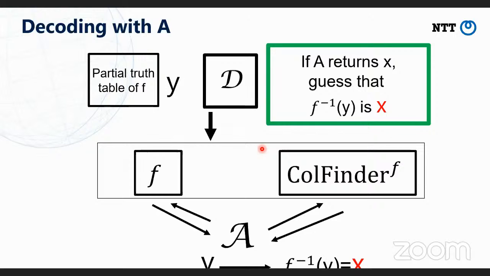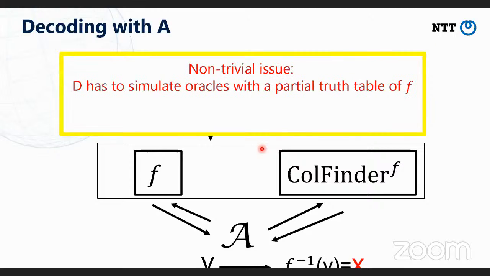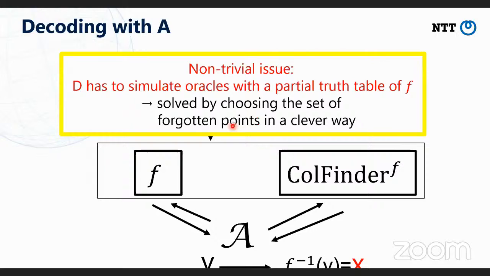However, actually, there is a non-trivial issue. The issue is the decoder D has to simulate oracles only with a partial truth table of F. And in the classical setting, this issue can be solved by cleverly choosing the set of forgotten points. So roughly speaking, this is how the decoder works. And this is how, in the classical setting, we can show the impossibility of reductions from collision-resistant hash to one-way permutations.